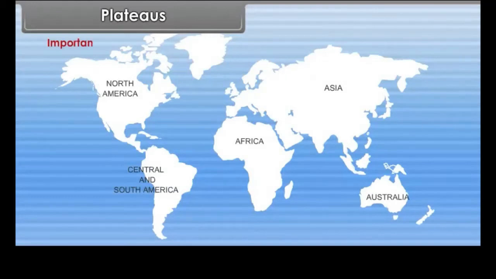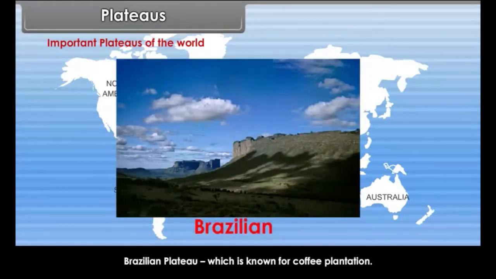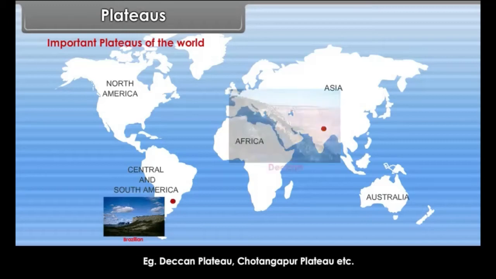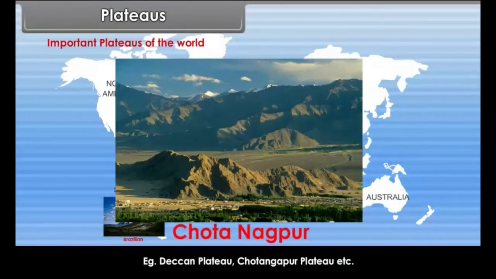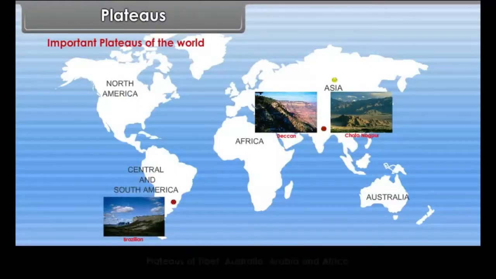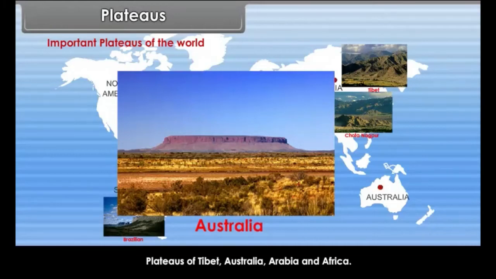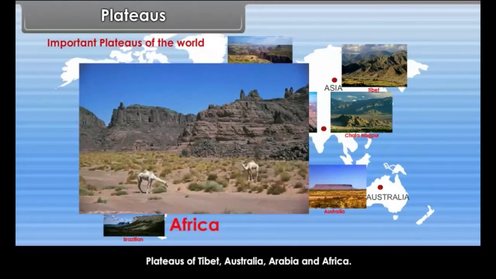Some of the important plateaus of the world are as follows: the Brazilian Plateau, which is known for coffee plantation. Indian plateaus are rich in mineral resources. Examples: Deccan Plateau, Chota Nagpur Plateau, etc. Plateaus of Tibet, Australia, Arabia and Africa.